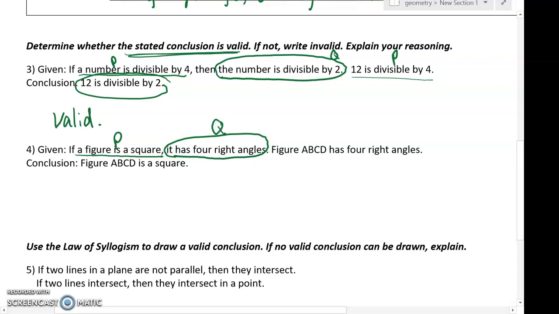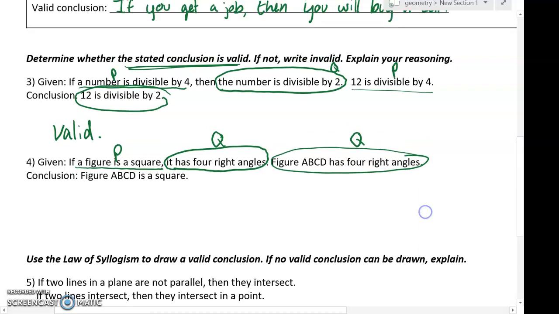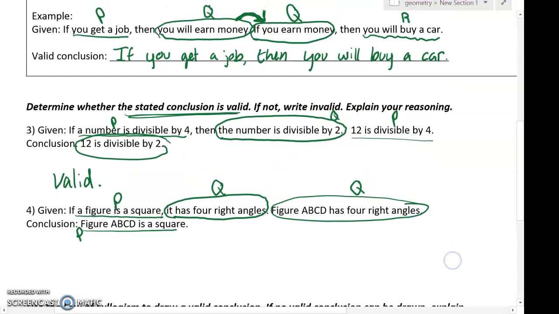Now, it's saying figure ABCD has 4 right angles. Now, we're checking to see if that matches P, and it doesn't. But I'm sure you guys noticed this matches Q, right? This is Q. And then this conclusion is P. But can we do that?